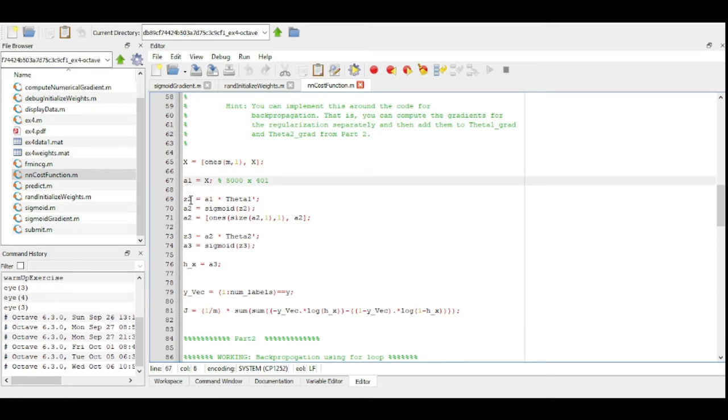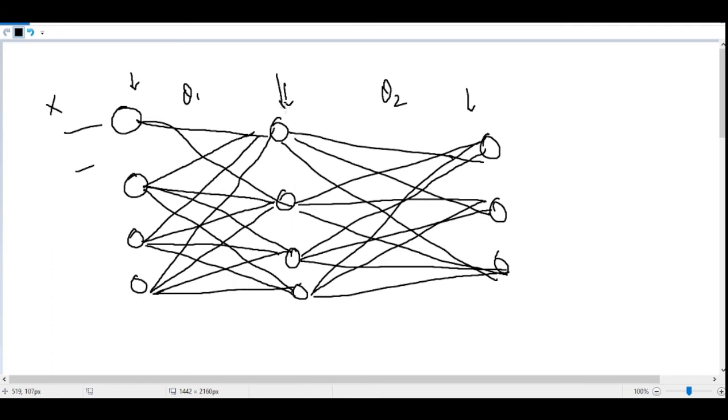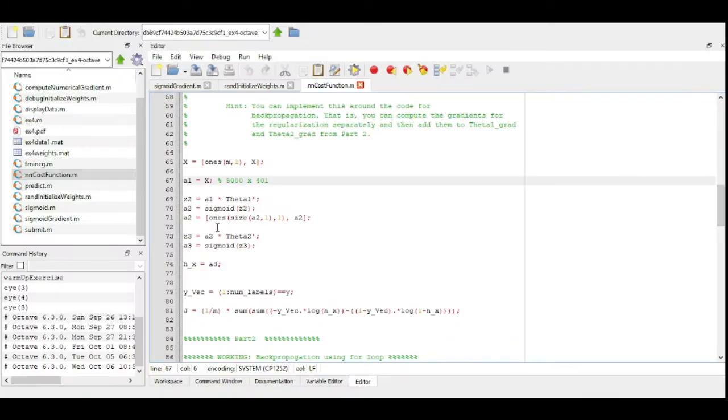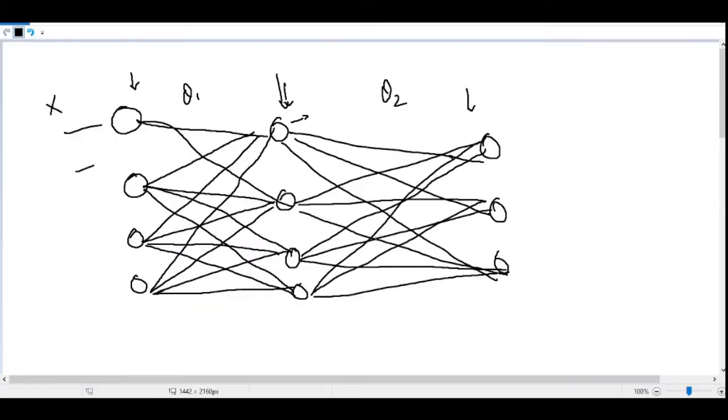Now we are calculating z2, which is equal to a1 into Theta1 transpose. That is the output over here in this hidden layer. Obviously the input multiplied by Theta1 will give you the output, and then we pass it to the activation function, which is the sigmoid. Whatever output we get at the second layer will act as the input for the third layer. So again for the second layer output, we add 1 in the first column and then multiply it by Theta2, and then we get the output for the output layer.